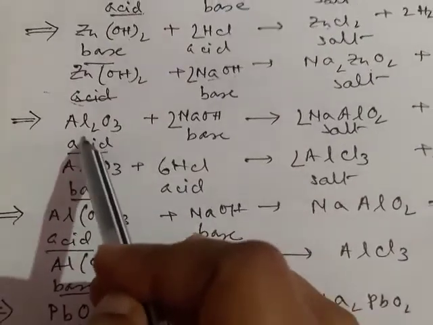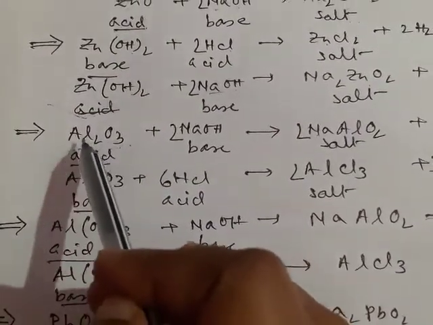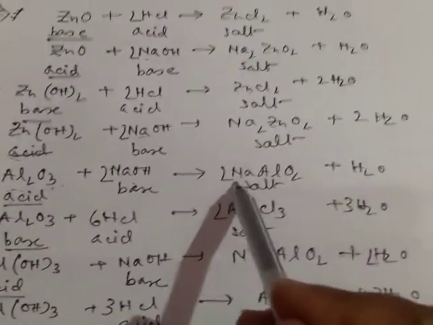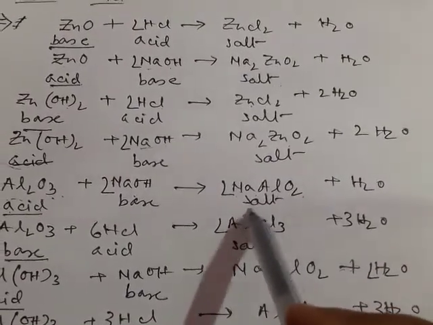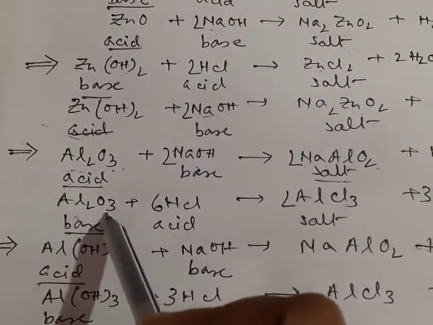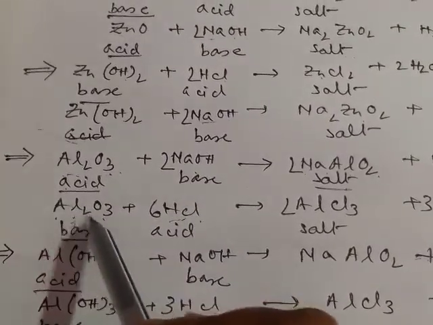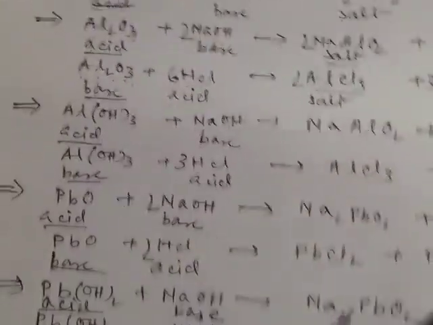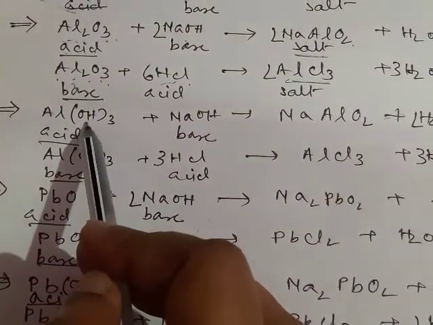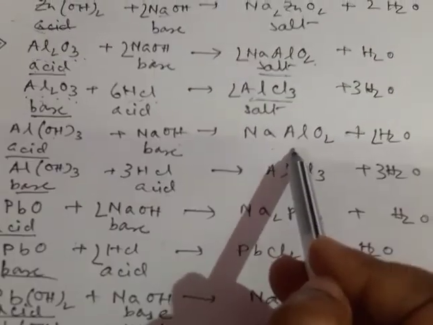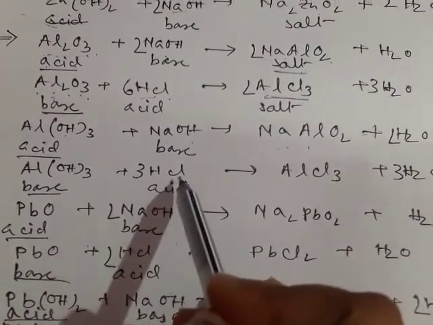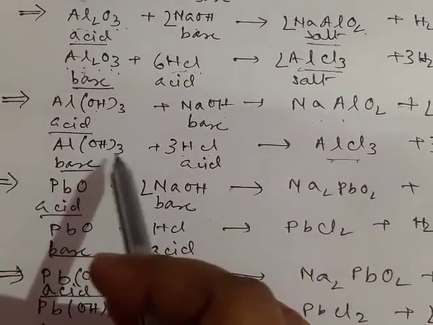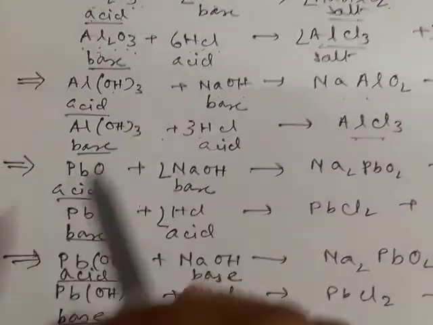Another amphoteric oxide is alumina or aluminium oxide. Aluminium oxide reacts with NaOH, then it is acting as acid. There will be formation of sodium metaaluminate. This is a colorless salt, and when alumina reacts with HCl, it is acting as base. Here the salt is aluminium chloride. This is also a colorless soluble salt. Similarly, aluminium hydroxide reacts with NaOH to form sodium metaaluminate, and reacts with HCl to form aluminium trichloride. So aluminium trihydroxide is also an amphoteric hydroxide.